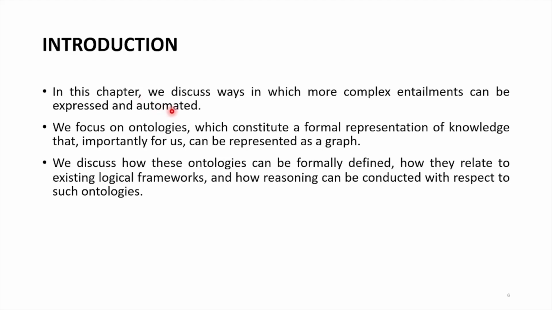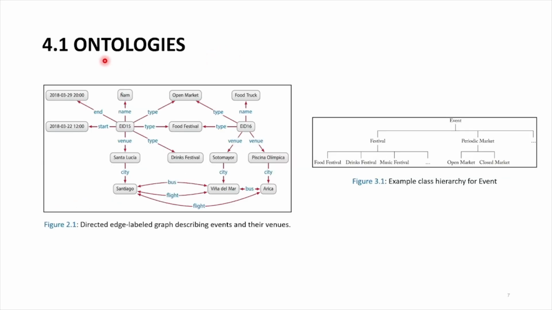In this chapter, we discuss ways in which more complex entailments can be expressed and automated. We focus on ontologies, which constitute formal representations of knowledge that, importantly for us, can be represented as a graph. We discuss how these ontologies can be formally defined, how they relate to existing logical frameworks, and how reasoning can be conducted with respect to such ontologies. I will walk you through the first section of this chapter, ontologies.